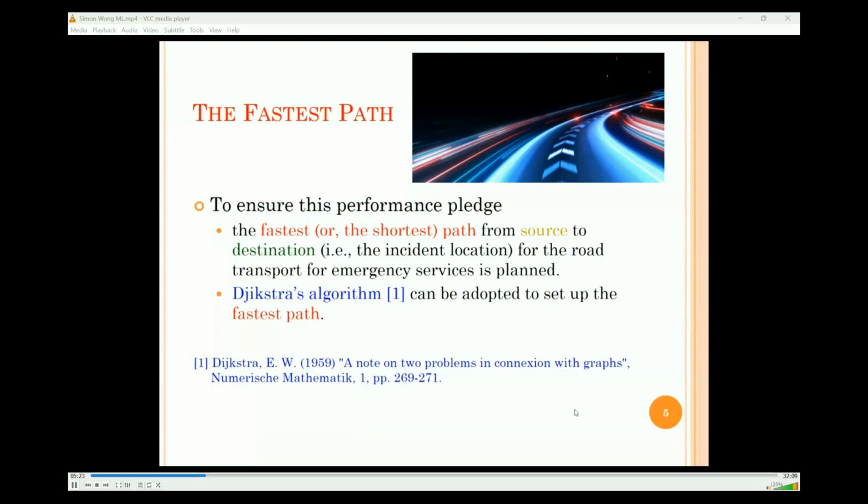And this fastest path from the source to the destination, which is the incident location, for the road transport for emergency services can be planned. The Dijkstra algorithm, which is a well-known algorithm for finding the fastest or shortest path, can be adopted. I think most of you are familiar with this.